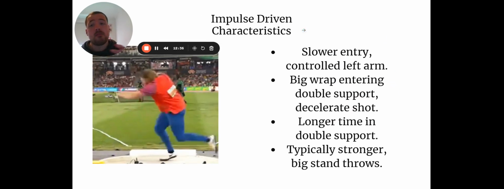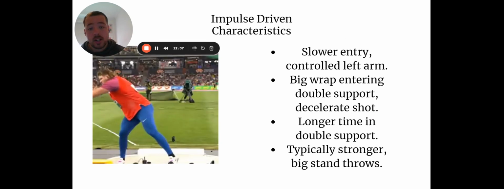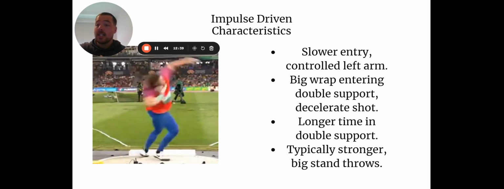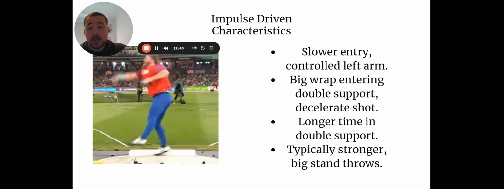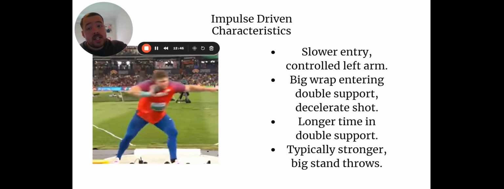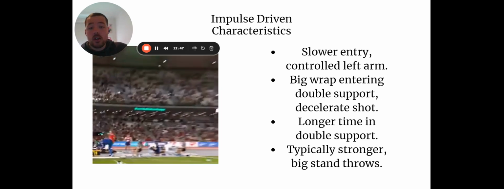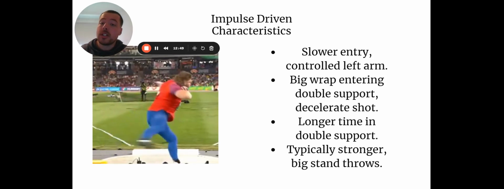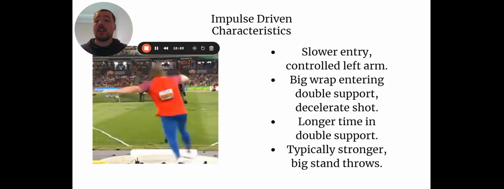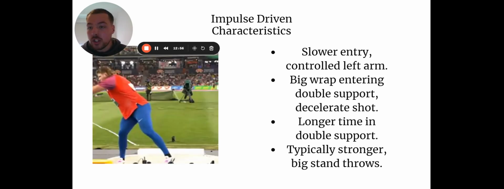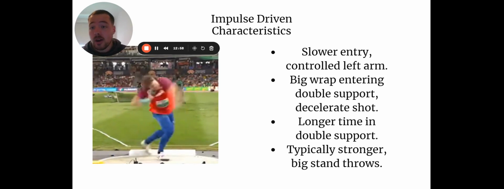Impulse-driven, they're going to have a much more conservative, controlled entry, and you're going to think a lot about resisting that left arm opening up. They're going to try and enter a big wrap into their double support phase, and they're really going to decelerate the momentum of that shot. They're going to spend a much longer time in double support. And these guys, for the most part, are going to have larger stand throws, probably more traditionally strong. Okay, so this is very much an American model.